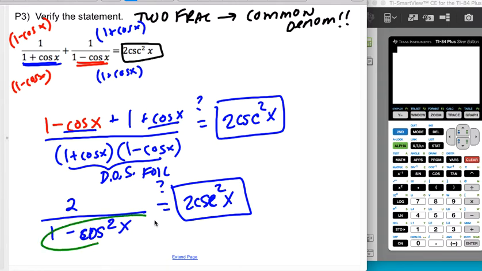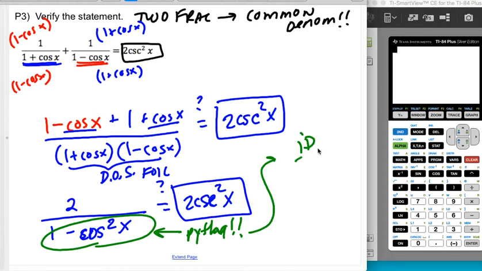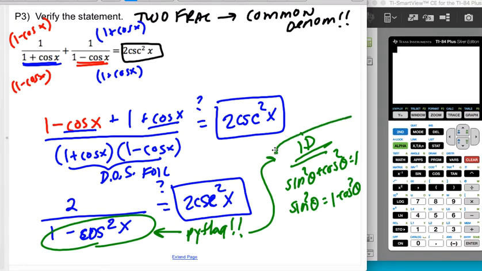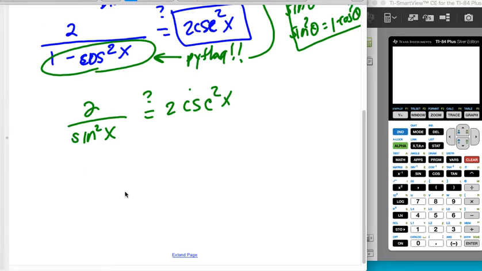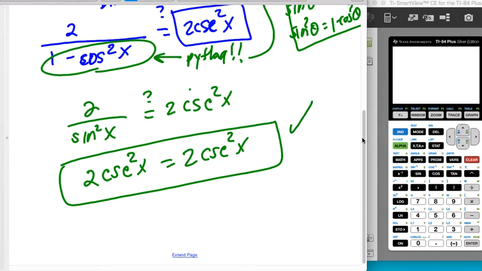Well, my brain then says, wait a second, I'm pretty sure that this is a Pythagorean identity, right? The identity that I would use is that sine squared theta plus cosine squared theta is 1. So I could replace 1 minus cosine squared with a sine squared. Once I know that, I get 2 over sine squared, and I'm trying to figure out if that's the same as a 2 cosecant squared. Well, because 1 over sine is the same as cosecant, this is 2 cosecant squared equals 2 cosecant squared, and we're done because the two sides are exactly the same.